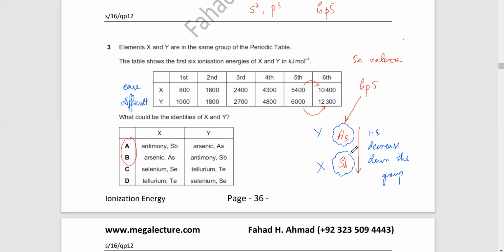Okay, down the group it becomes easier to remove electrons. So Sb would be X, easy to remove electrons, values are lower. And the other is more difficult to remove electrons. That would be Y. This one would be Y. So which one is the correct answer? A is going to be the correct answer for this question.